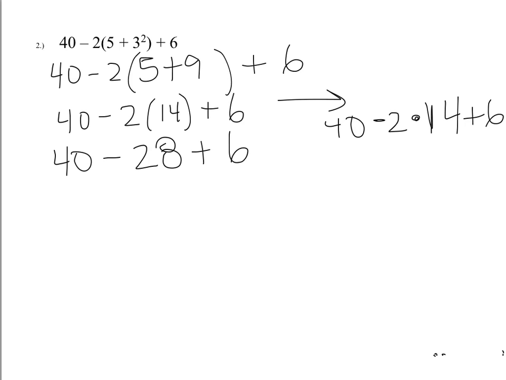And so now I'm going to do my addition and subtraction. Now this is the case where you might think, oh, I should do the addition first, but nope, you have to go in order from left to right. So I'm going to do 40 minus 28, and then I'm going to add the 6. So 40 minus 28 is 12, and 12 plus 6 is 18. Final answer, 18, totally simplified. Let's move on to the next one.